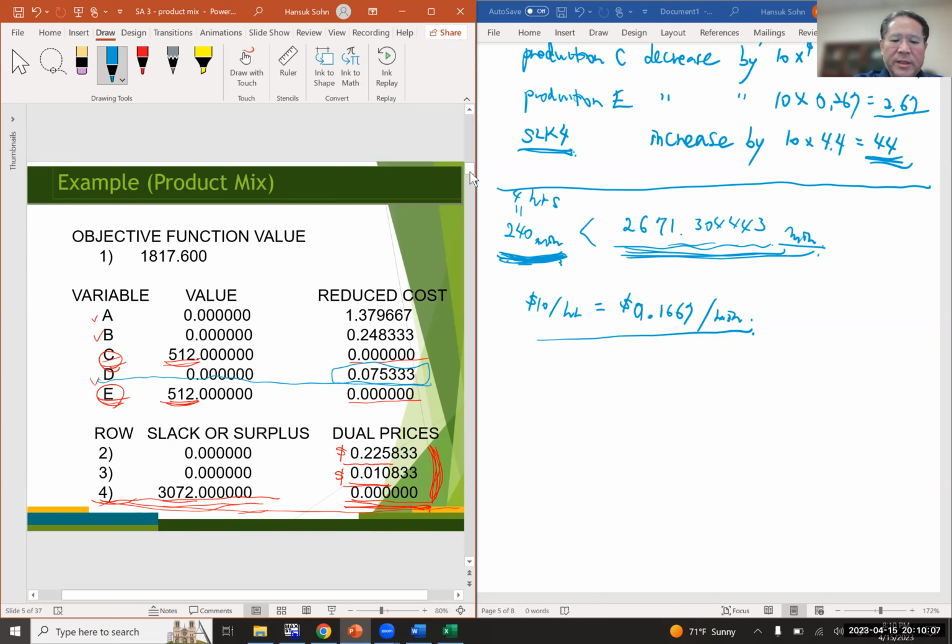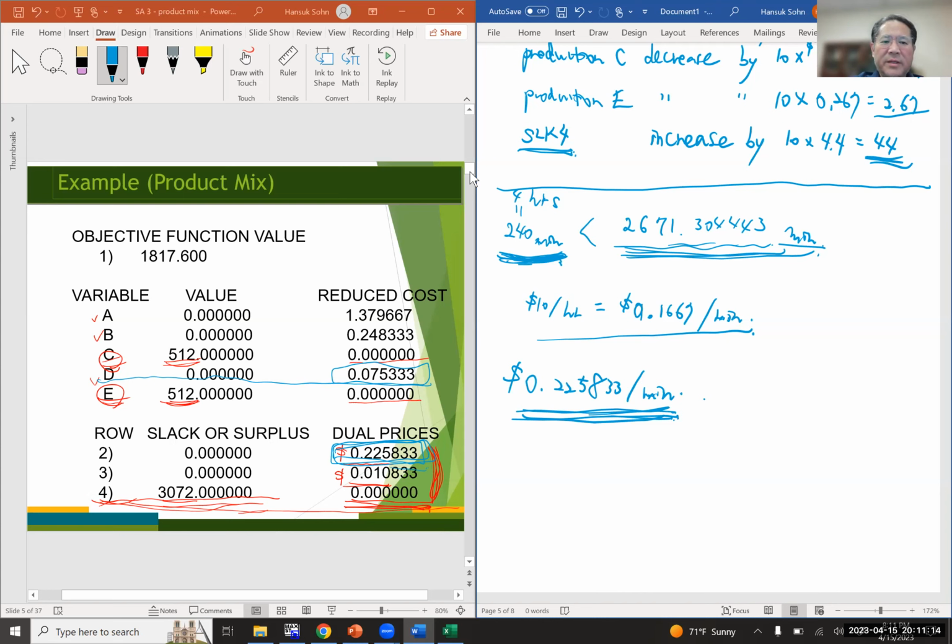So what's the dual price that you are going to use? This is the one. The dual price reported by Lindo for row number 2 is 0.225833 dollars per minute. So this tells us that if the company pays exactly this amount for an additional minute, then there would be no effect on their net profit. However, if the overtime cost is less than this for an additional minute, the net change in the profit would be positive. Does that make sense?